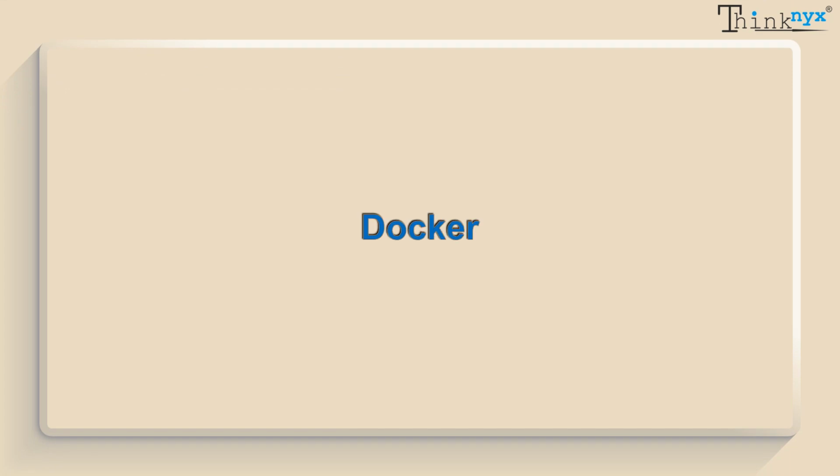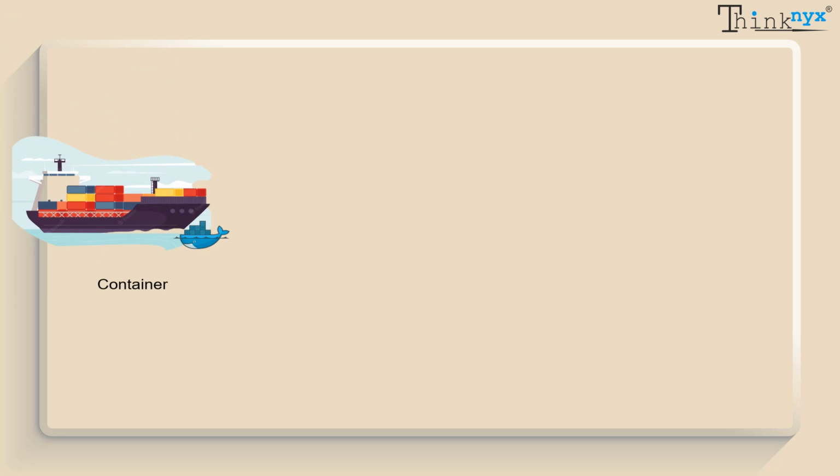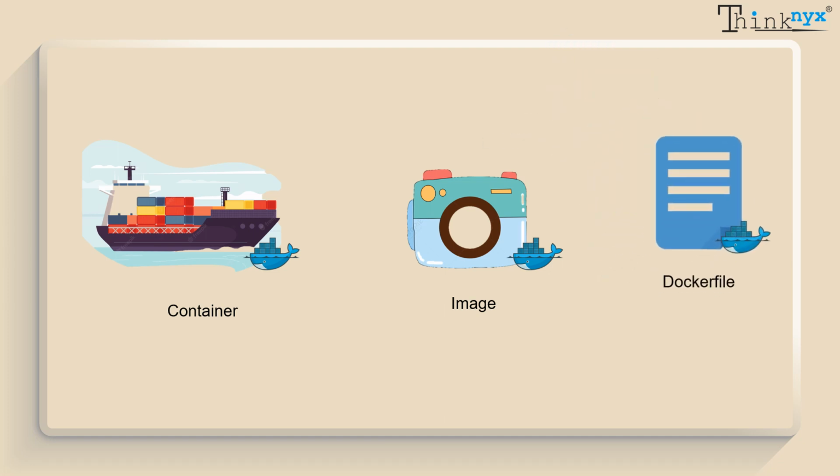So let's understand what is Docker. Docker is a platform to build, ship and run containerized applications. But what are these containers? Containers are an isolated environment inside which our application will run. How do we create containers? Docker containers are created using an image. An image is just like a template. Docker gives us the provision to build images automatically using a Dockerfile.